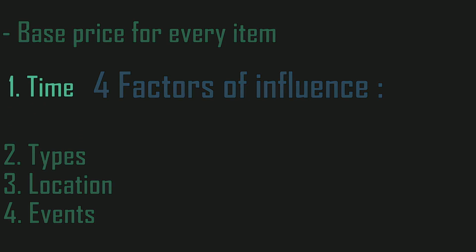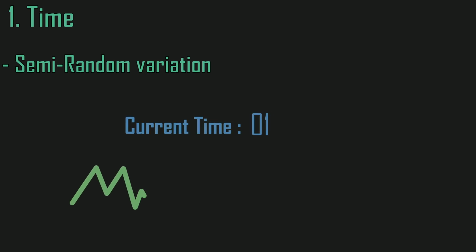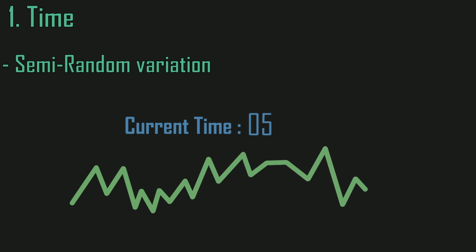First of all, time is pretty self-explanatory. Every set amount of time in-game, prices will fluctuate semi-randomly. The reason I don't do complete randomness is that it doesn't make sense for a price to be completely random. Instead, I opted to make it so that prices will follow trends. If the price starts going up, it will have a bit more chance to keep going up to a certain point, where it will become more likely to start going down.